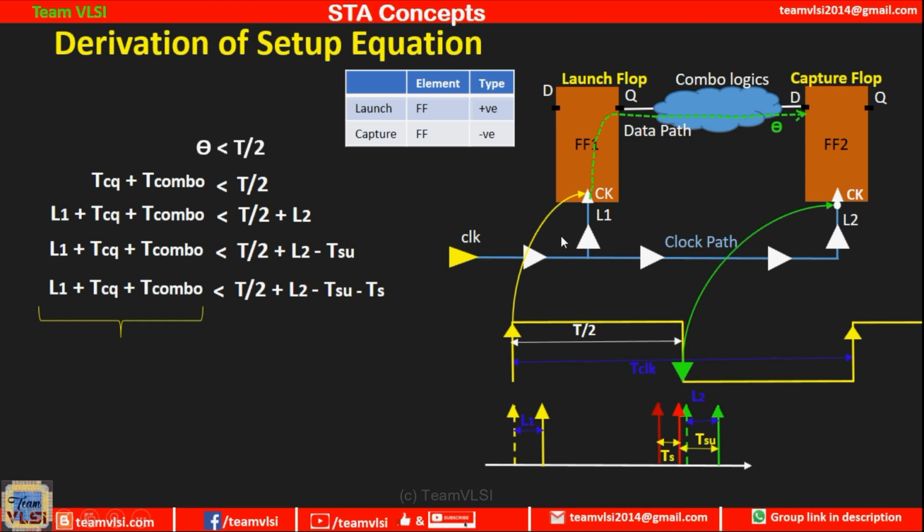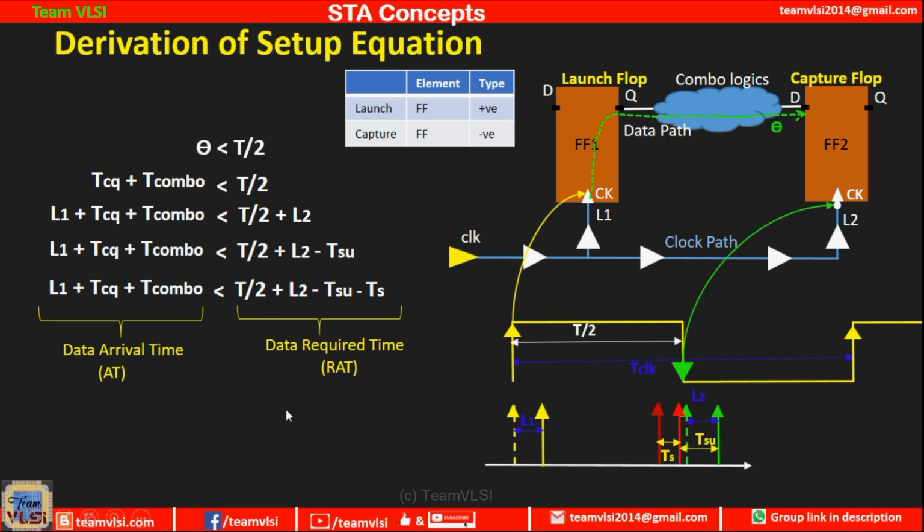So that left hand part is called our data arrival time or AT, and the right hand term is called data required time. So this term says that before this time your data should have reached the capture flop, right? So we call it the data required time or RAT, and we can see that this term should be greater in order to meet the setup.